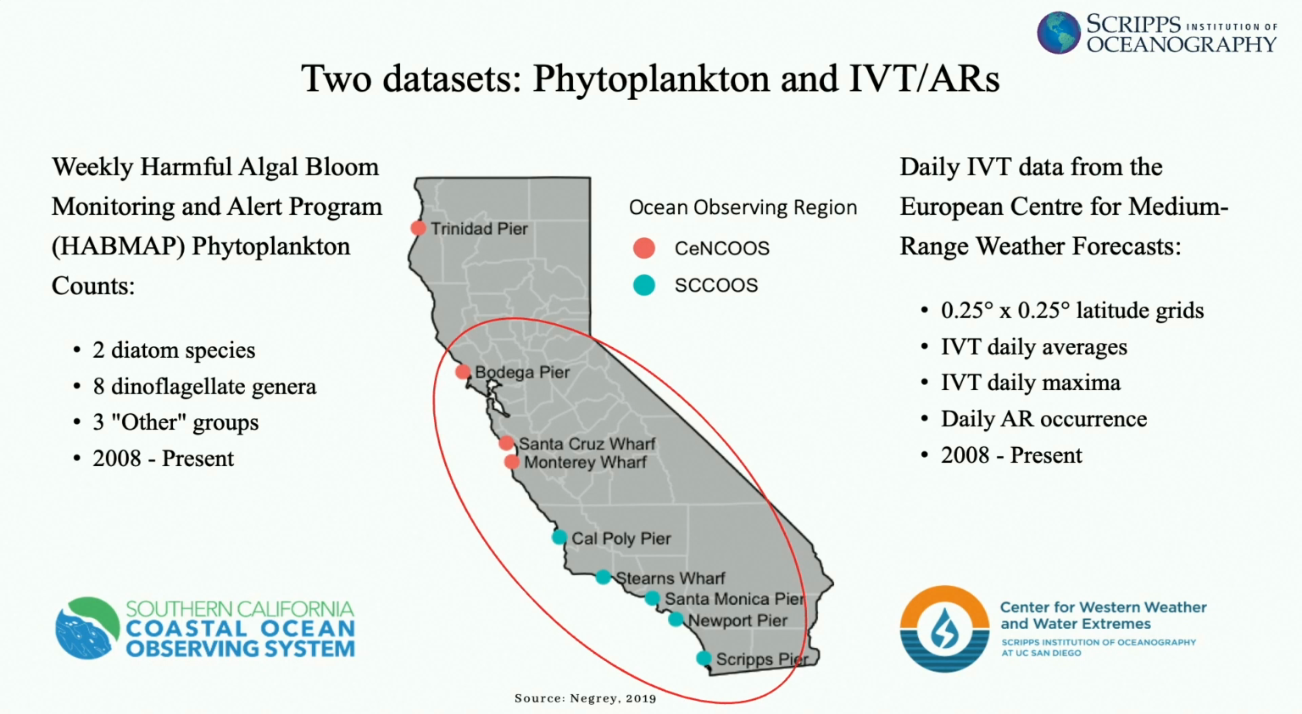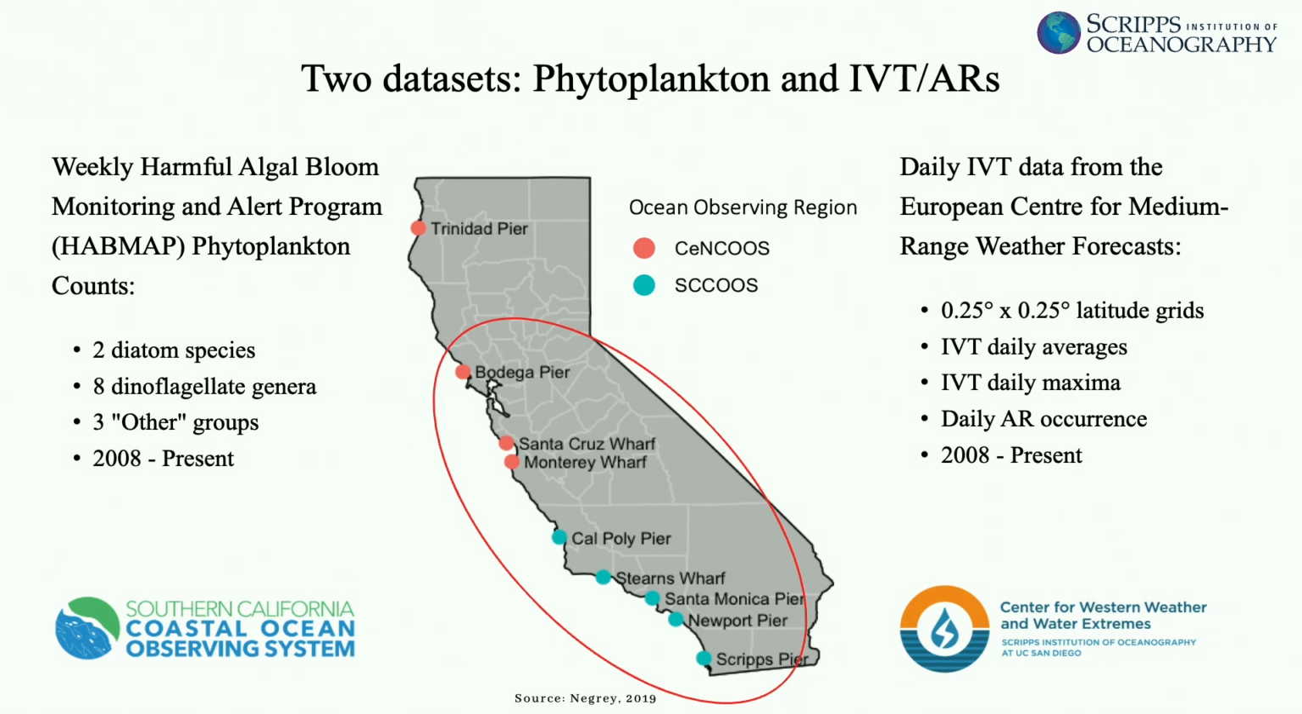And this data set contained the IVT daily average, so an accurate representation of how much IVT that day, an IVT daily maximum, so the greatest value that was recorded for that day, and a categorization as to whether or not the IVT was a great enough amount to be considered an atmospheric river for that day.